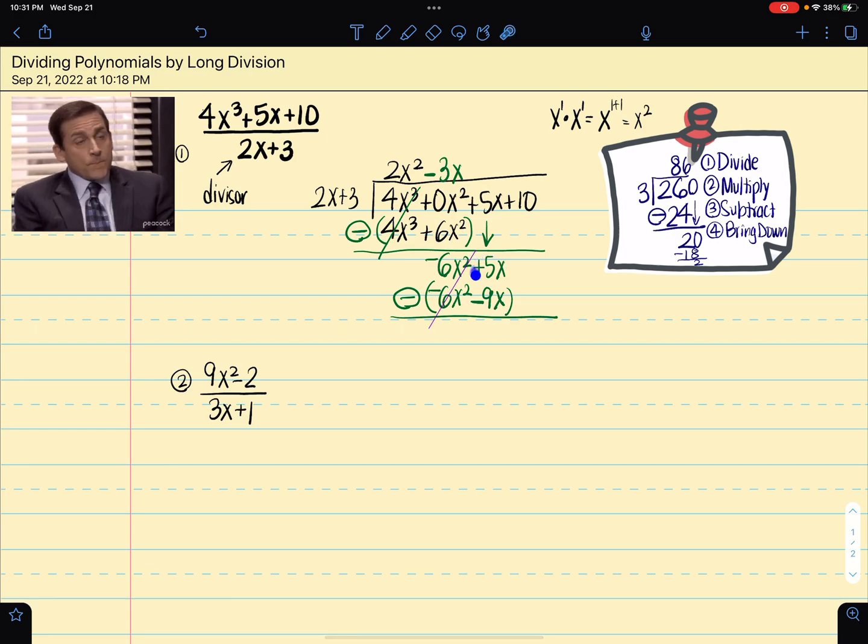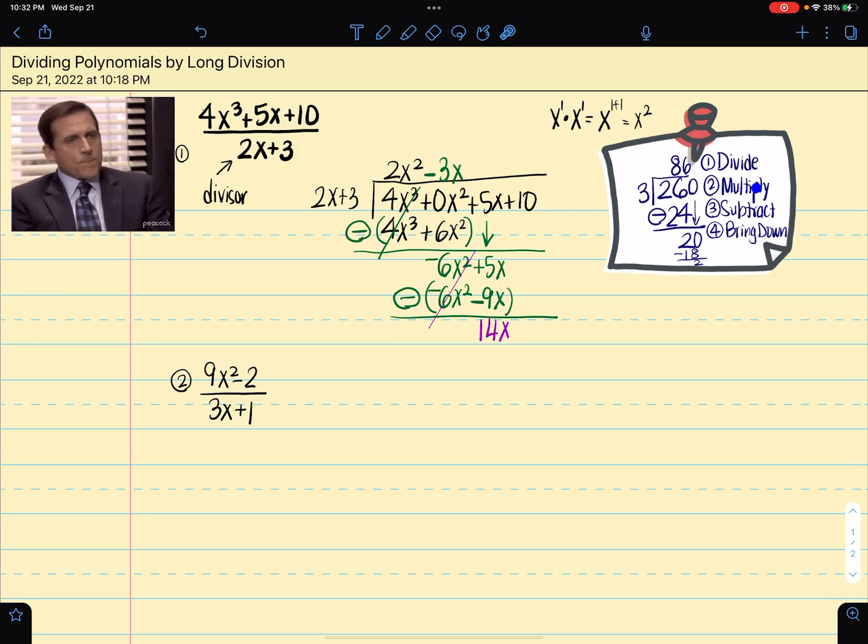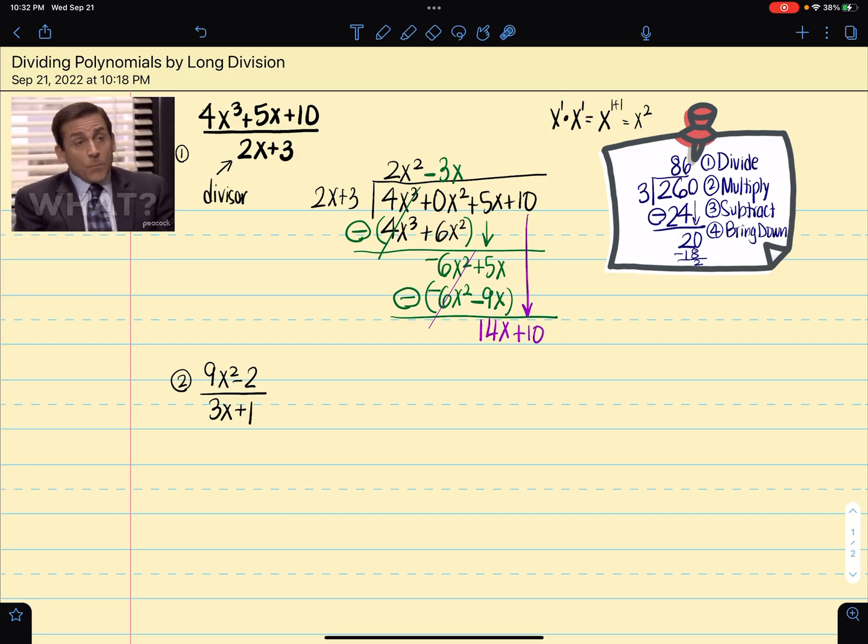Next part, positive 5x minus a negative 9x, which becomes 14x. So far, divide, multiply. That was the multiply here. We did the subtract, and now we bring down. So now we bring down the next term. So here we have positive 10. Now we do the same process again. We repeat from the beginning.